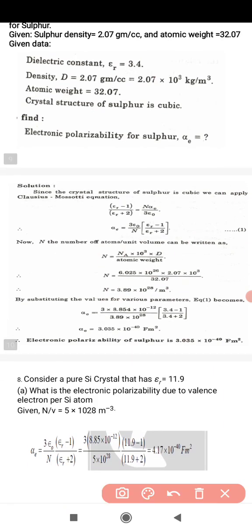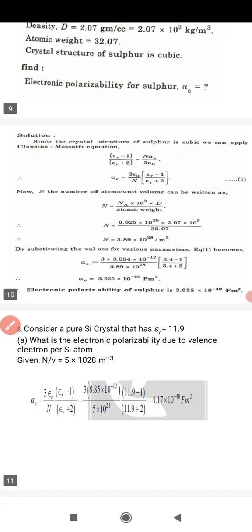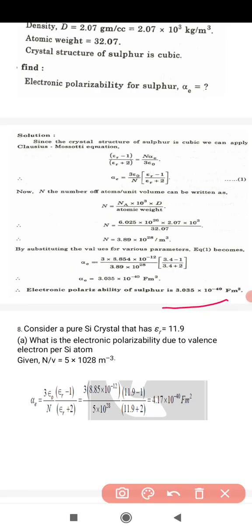By substituting this value, we get alpha e equal to 3 into epsilon naught, 8.854 into 10 power minus 12, divided by N, which is 3.89 into 10 power 28, into epsilon r minus 1 divided by epsilon r plus 2, that is 3.4 minus 1 divided by 3.4 plus 2. We will get the answer alpha equal to 3.035 into 10 power minus 40 farad meter square. The electronic polarizability of sulfur is 3.035 into 10 power minus 40 farad meter square.